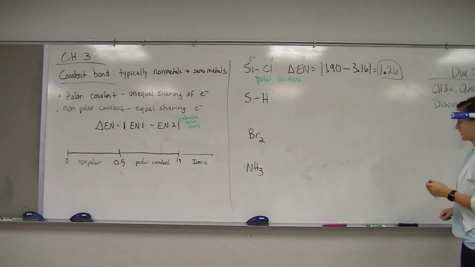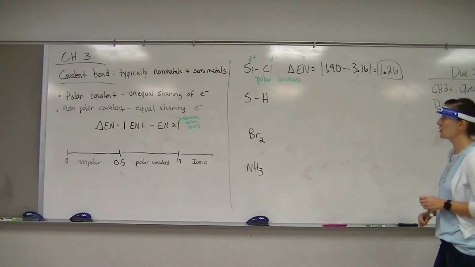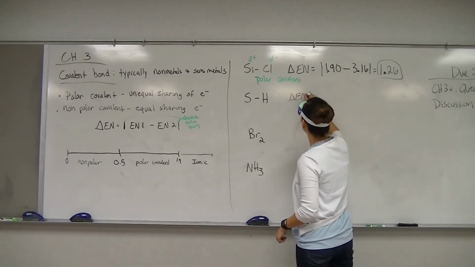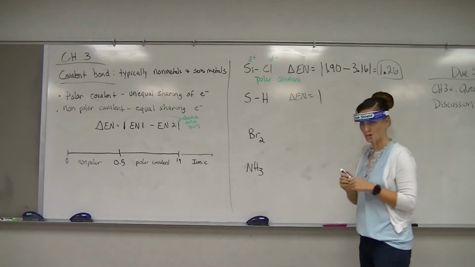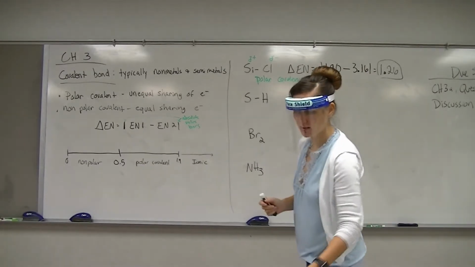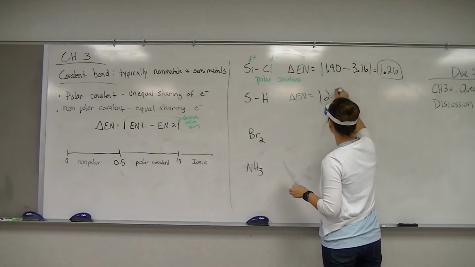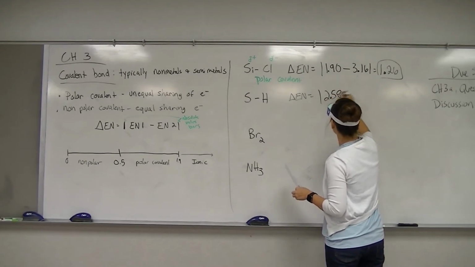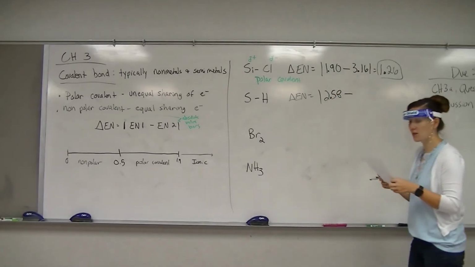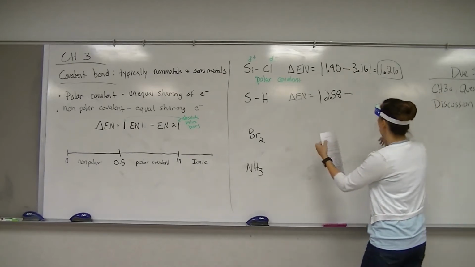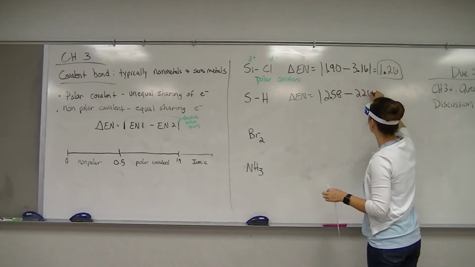All right, let's try the next one. We have a sulfur-hydrogen bond. Same thing here. Let's look at their values. Sulfur is a nonmetal, 2.58. Hydrogen is also a nonmetal. It is over here by the alkali metals, but it's a nonmetal, and that was 2.20.